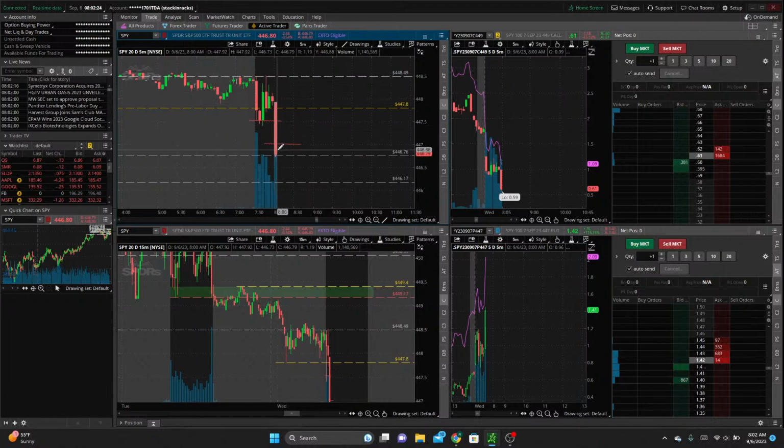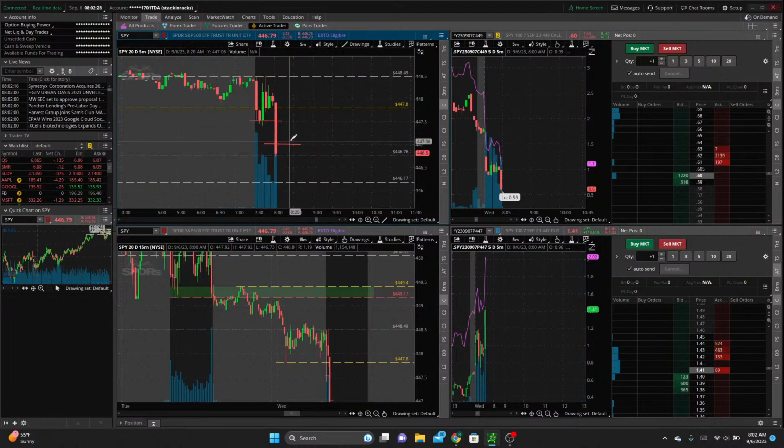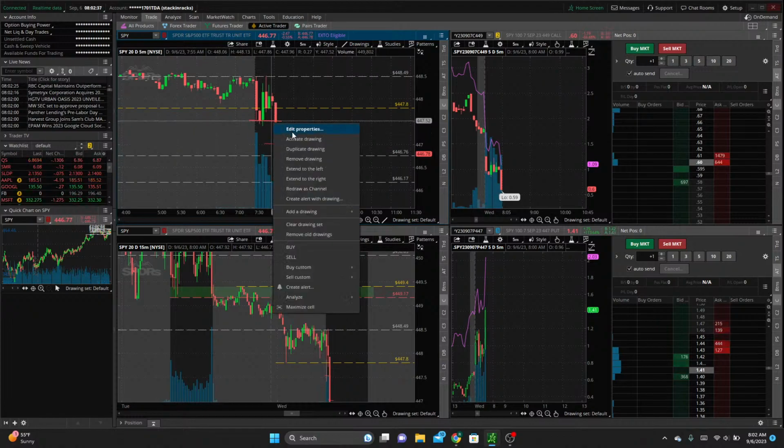Does look like we've established a downtrend. For an entry, I would look for a pullback in a lower high at an area of resistance. So we'll see if we get it.